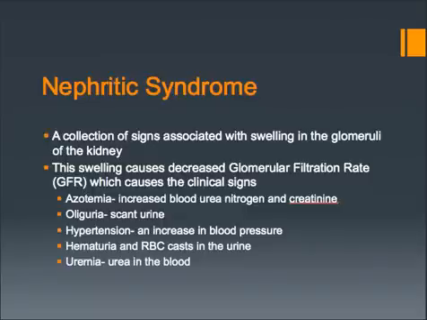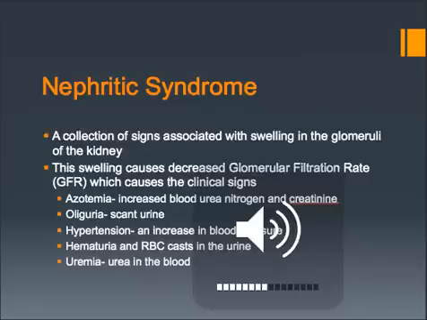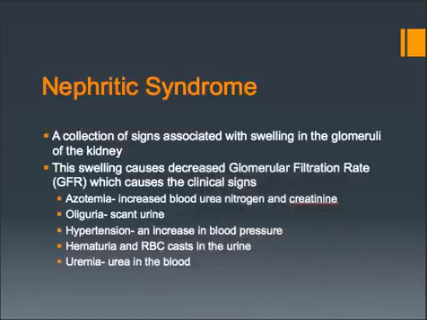Nephritic syndrome is a collection of signs associated with swelling in the glomeruli, which then causes a decrease in glomerular filtration rate, or GFR. A decreased GFR causes azotemia, oliguria, hypertension, hematuria, and red blood cell casts, which are the signs of nephritic disease. The decreased rate of filtration increases byproducts that are normally filtered and excreted, causing the increase in blood urea nitrogen and creatinine, and resulting in lower volume of urine.